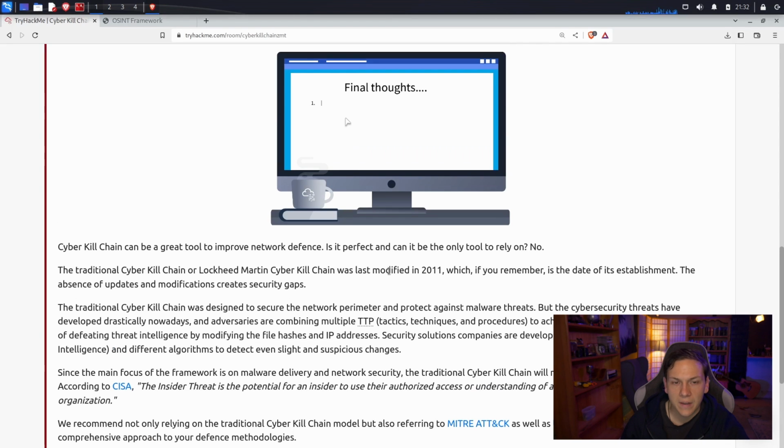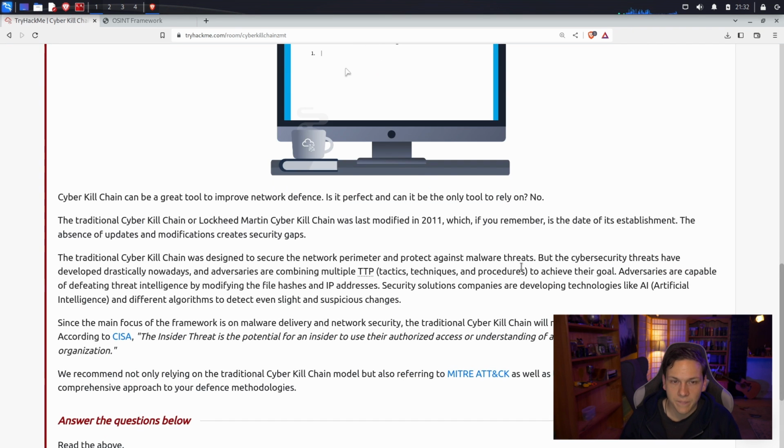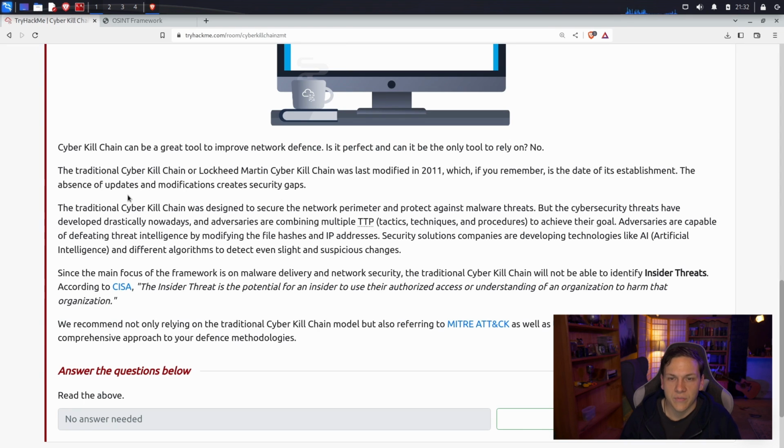Final thoughts. Cyber kill chain can be a great tool to improve network defense. Is it perfect, and can it be the only tool to rely on? No. The traditional cyber kill chain, or Lockheed Martin cyber kill chain, was last modified in 2011, which, if you remember, is the date of its establishment. The absence of updates and modifications creates security gaps.